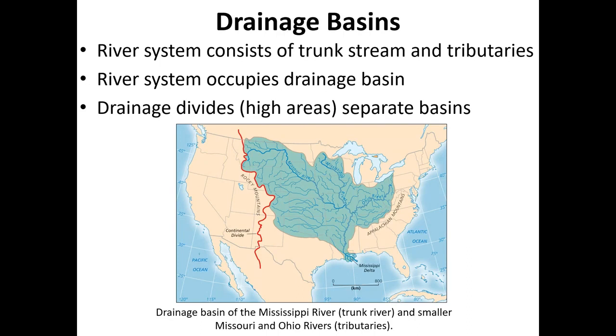So this green area here is an example of the Mississippi River Basin. Rain that comes down in that green area would eventually work its way into the Mississippi and the Gulf of Mexico. There are other river basins in other parts of the U.S.